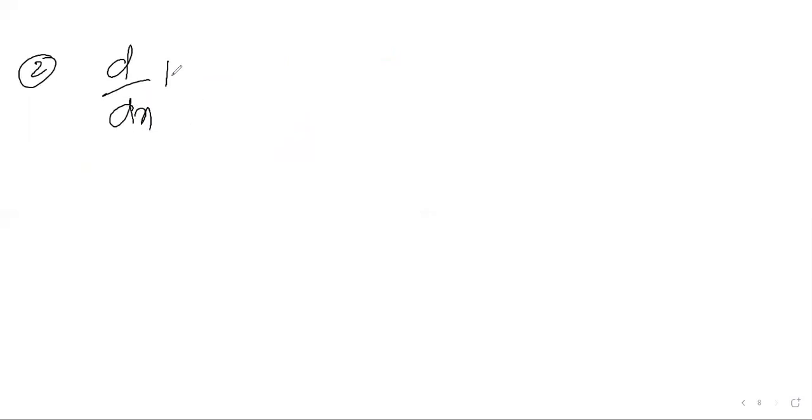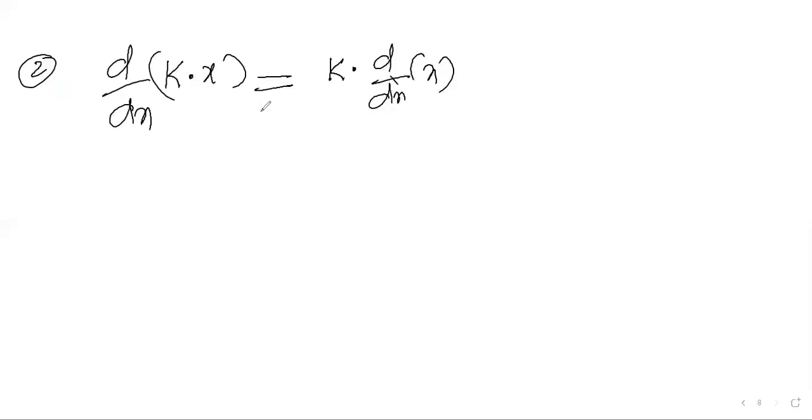Right, next. d by dx of a constant is over. The second formula is d by dx of a constant into some function. How can you do it? Make the constant outside, then do the differentiation of the function only. Keep the constant outside and differentiate the variable. So k, keep it out. d by dx of x is how much? 1. The answer is k into 1.